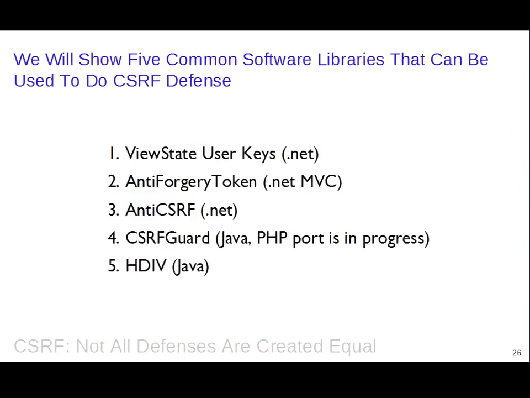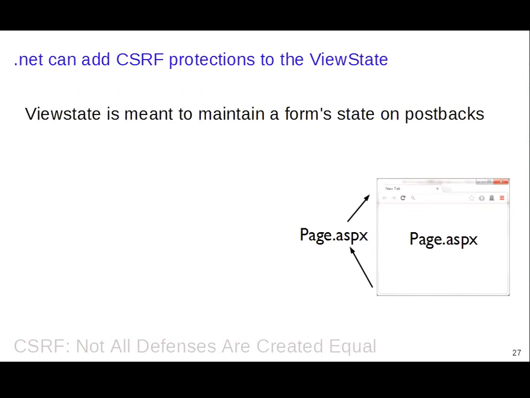So first, we're going to cover a couple of software libraries. View state user keys, not really a library, but it's a feature built into .NET. Anti-forgery token for .NET MVC. Anti-CSRF, also .NET. CSRF Guard, which is for Java. That's actually OWASP. OWASP made the CSRF Guard. And then finally HDiv, which is a Java security library, which I've found to be growing in popularity. It includes a bunch of features, one of which is CSRF defense.